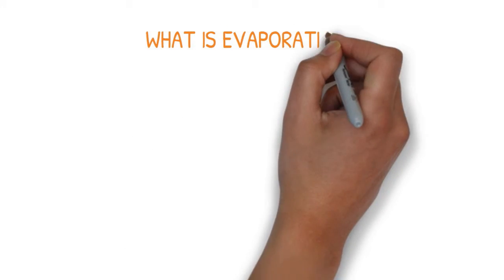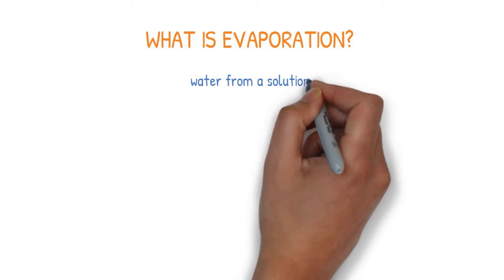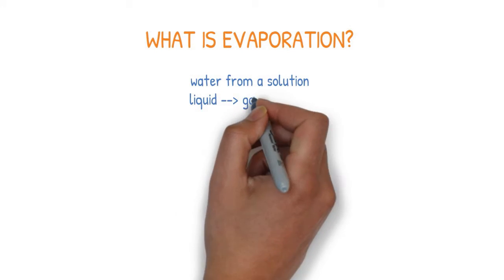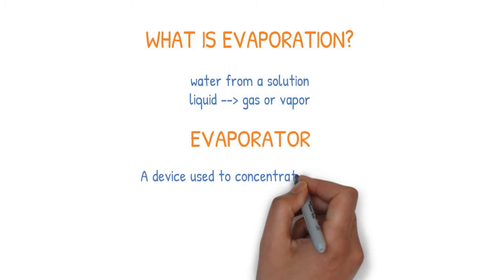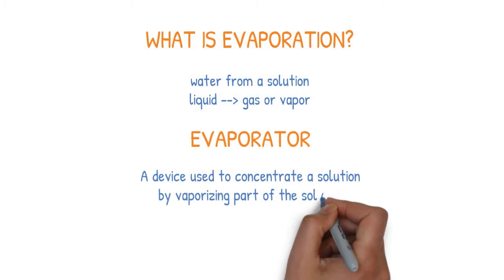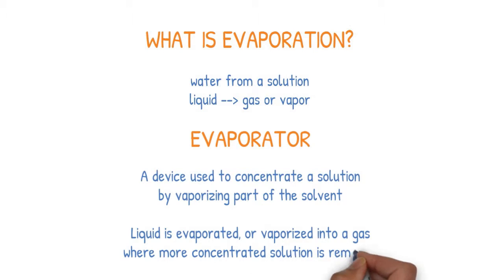So what is evaporation? Evaporation is a process where vapor is removed from a boiling solution to get a more concentrated solution using an evaporator. An evaporator is equipment used to turn liquid into gaseous form. Liquid is vaporized into a gas, and a more concentrated solution remains.